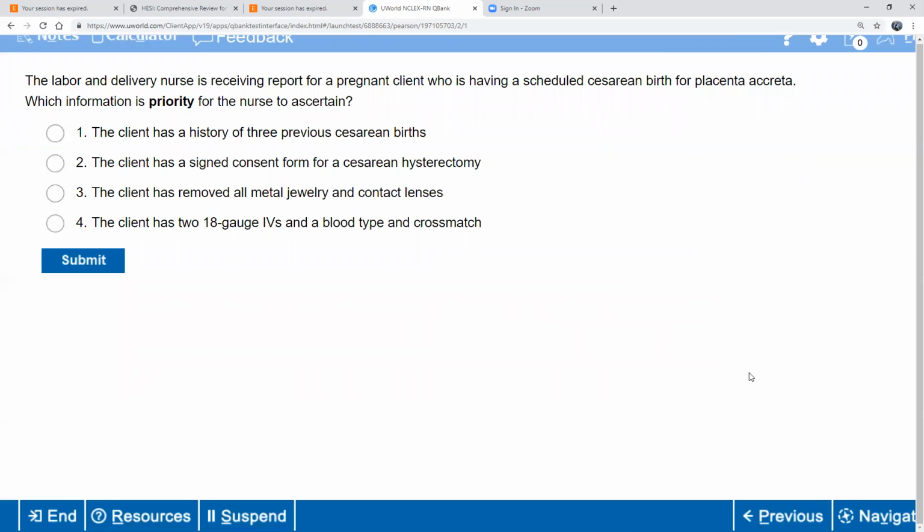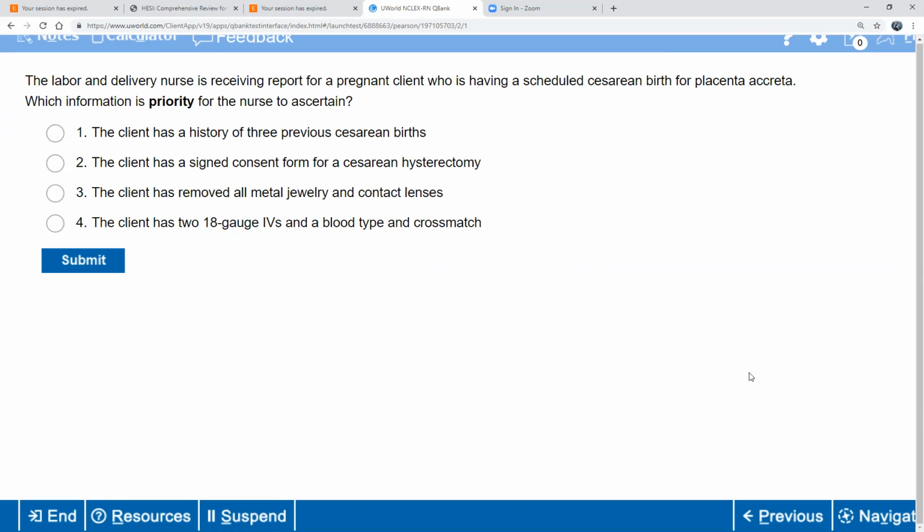The labor and delivery nurse is receiving report for a pregnant client who is having a scheduled cesarean birth for a placenta accreta. Which information is priority for the nurse to ascertain? The client has a history of 3 previous cesarean births. The client has signed consent for a cesarean hysterectomy. The client has removed all metal jewelry and contact lenses. The client has 2 18-gauge IVs and a blood type and crossmatch.